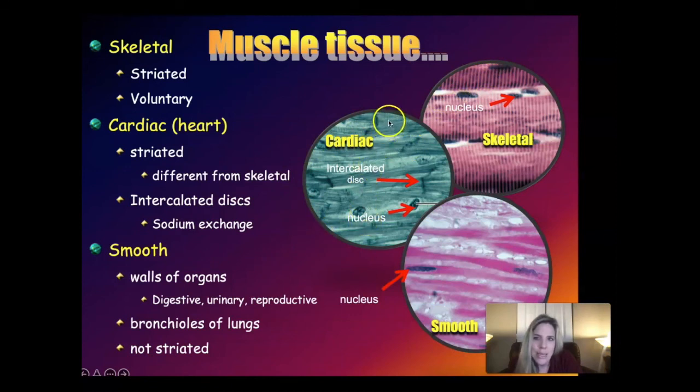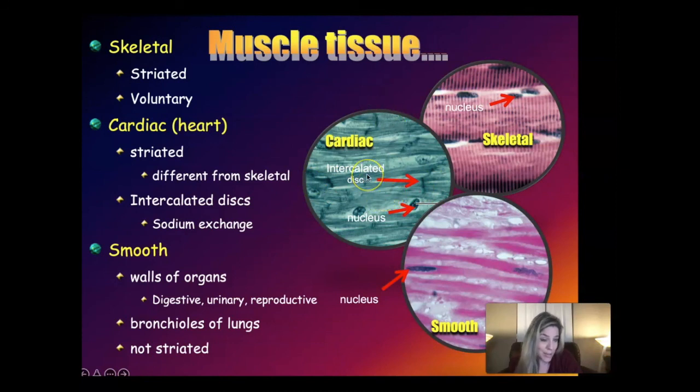You don't see much striation. It's there, but it's much lighter than it is in the skeletal muscle. What really is the telltale sign that you're looking at cardiac muscle are these intercalated discs that you find between the cells. So if you see intercalated discs and the cell itself is kind of Y-shaped, it's sort of hard to see here. But these intercalated discs allow for communication between cardiac cells. So they allow for sodium exchange.